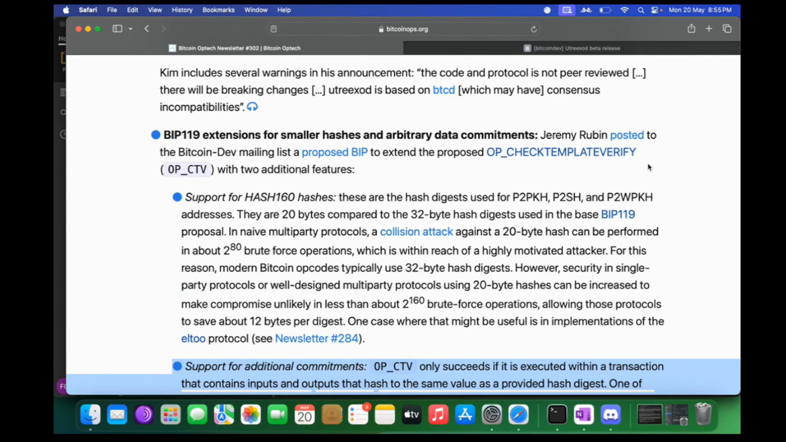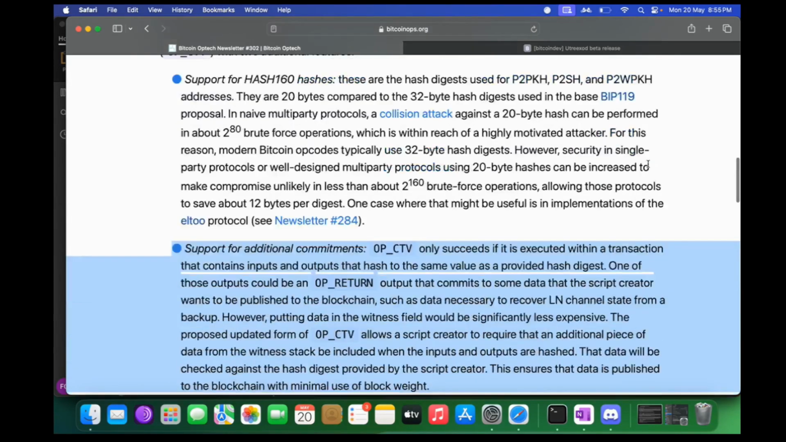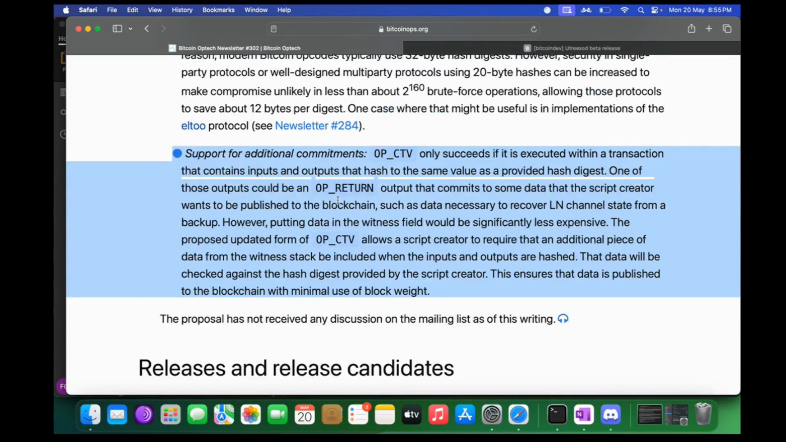If I'm saying out of these 10 Bitcoin, I will only spend 5 Bitcoin to somebody else's address, and the other 5 will come as change to my address, only that information to which the transaction is locked is the template. You don't have to use the entire transaction as a template. Only the conditions that you have stipulated are put as a template. It could be the input, the output, or some other metadata. So OpCTV only succeeds if it is executed within a transaction that contains inputs and outputs that hash to the same value as the provided hash digest.